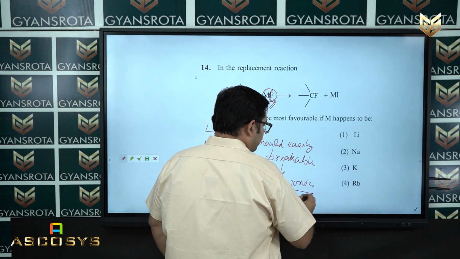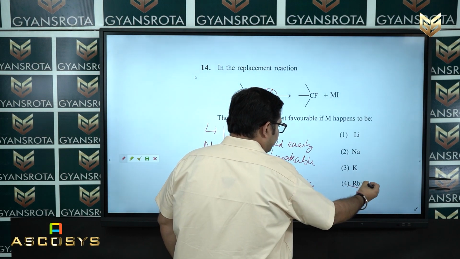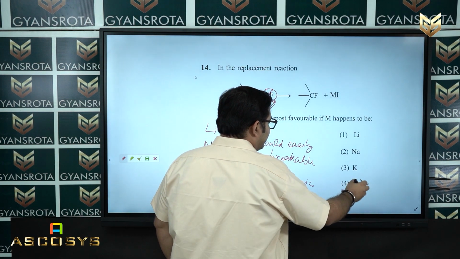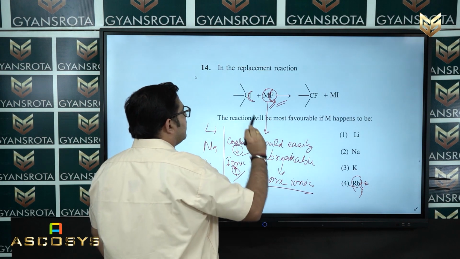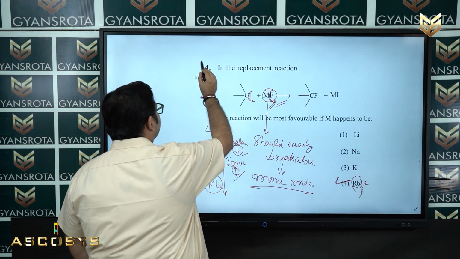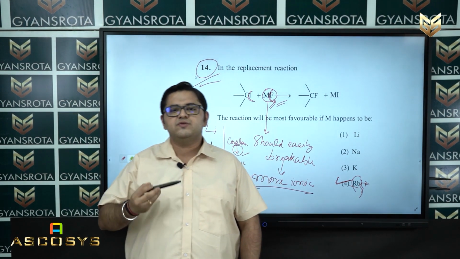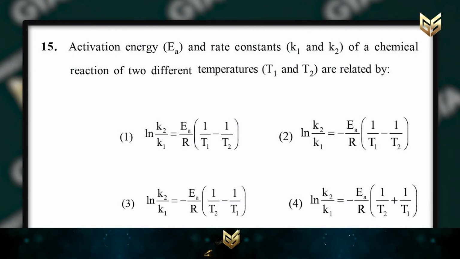So, since rubidium is more ionic, the bond of rubidium with fluorine will be easily breakable. When it is easily breakable, this reaction will be more favored. So, option number 4 is the correct answer of your question number 14. Now we are moving to the next question, question number 15. Question number 15 is on your screen.